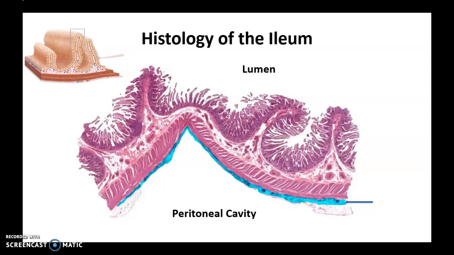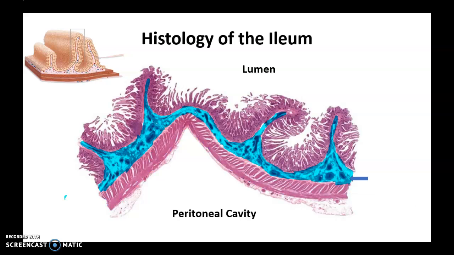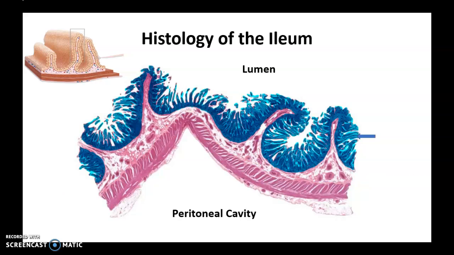Most superficial. If you think this is serosa, you are good. What is this layer? This is muscularis externa. Very good. Then this layer with all the stuff, this is submucosa for sure. And then the deepest layer closest to the lumen is called the mucosa.